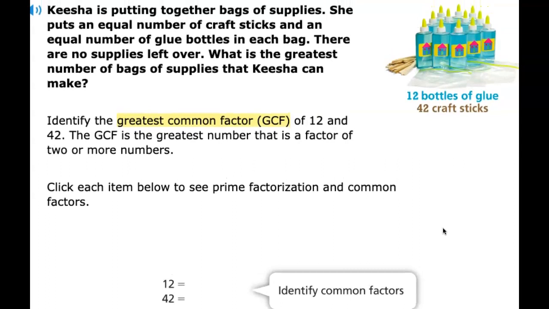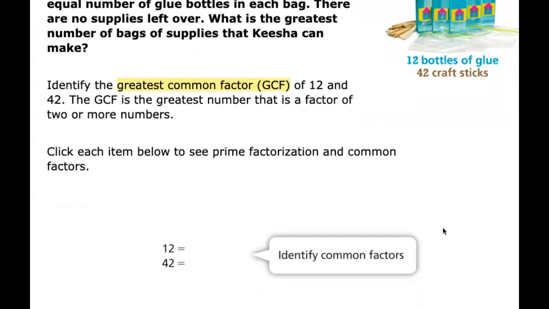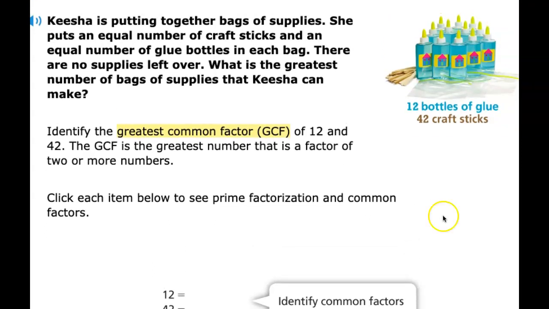So again, Keisha has 12 glue bottles and 42 craft sticks. So she wants to put them in bags. What is the greatest number of bags she could put them together in? So we're going to solve this using greatest common factor. What possible number of bags could she put her supplies in so there will be no leftover?